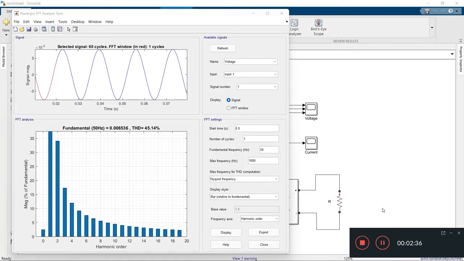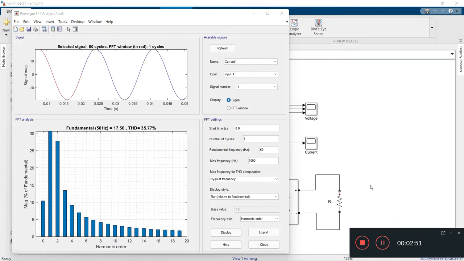For the voltage harmonics we got a total harmonic distortion of about 45%, 45.14%, for a complete cycle of sinusoidal wave. And in the current harmonics FFT analyzer, we can see the fundamental frequency has increased to 17.56%, and the total harmonic distortion has decreased to 35.77%.